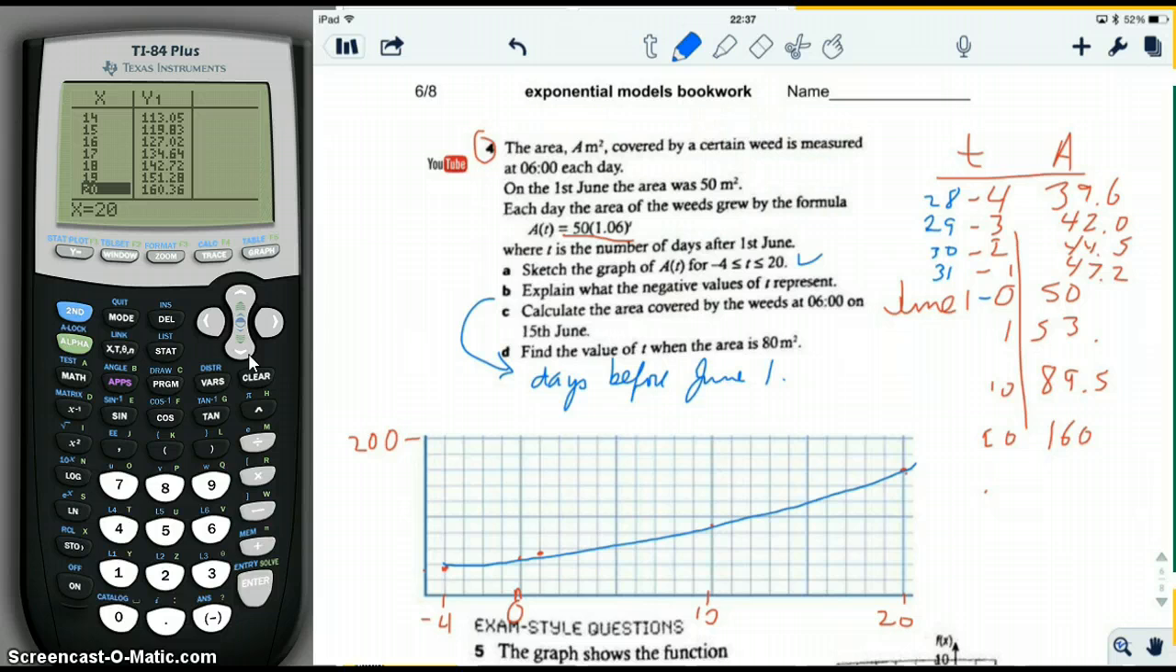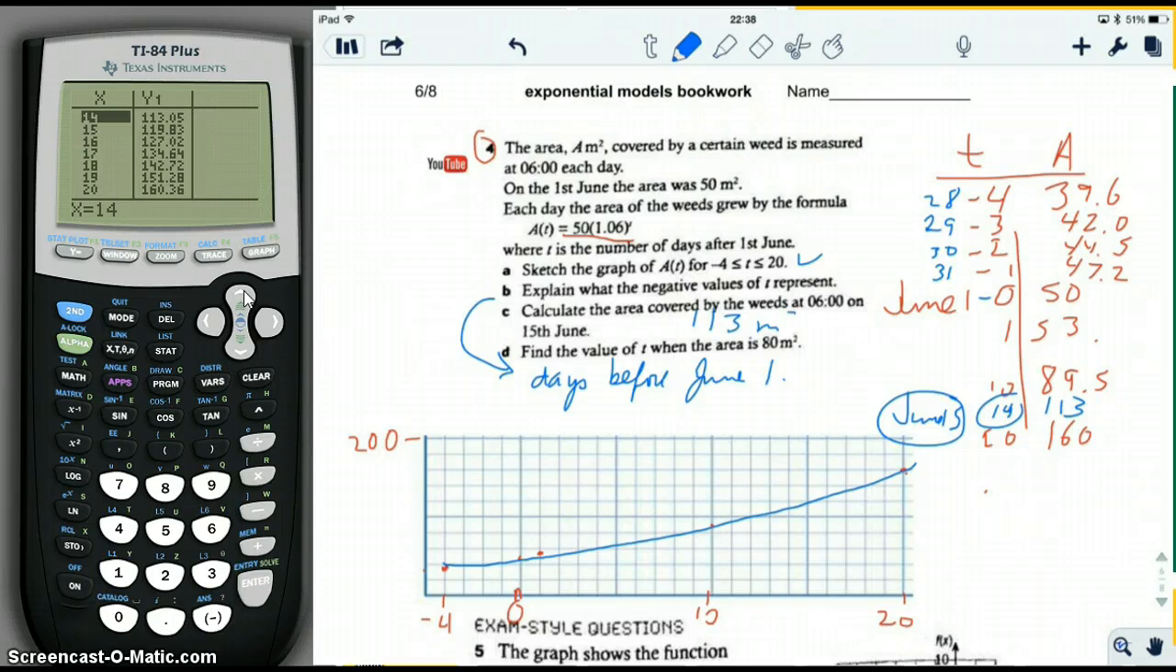Calculate the area covered by the weeds at 6 a.m. on 15th of June. Okay, so 15th of June. Which day would that be? Well, June 1st is 0. So June 15th would be, I think, day 14. So let's go down to 14. Actually, we have 14 on the screen already. It's 113.05, so it's 113.